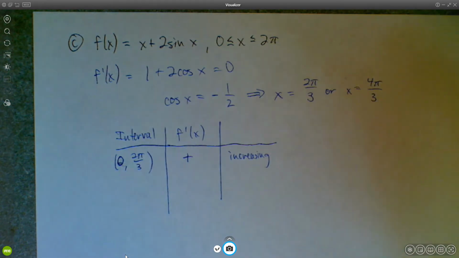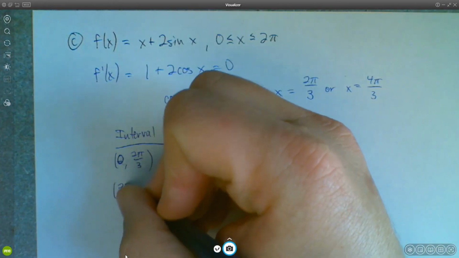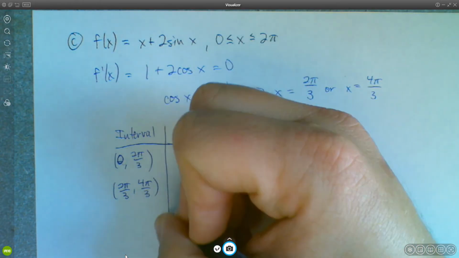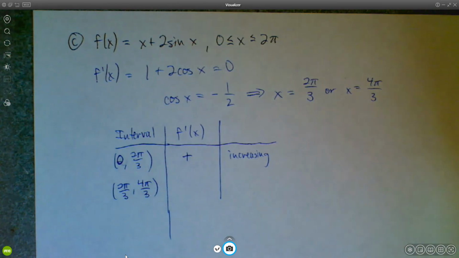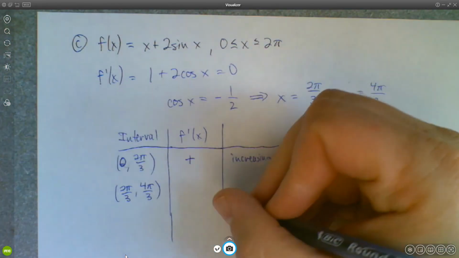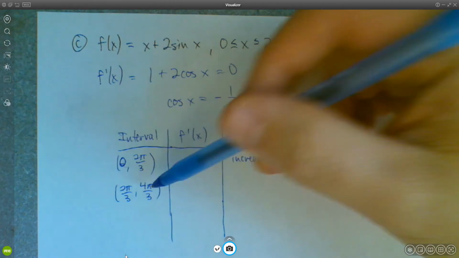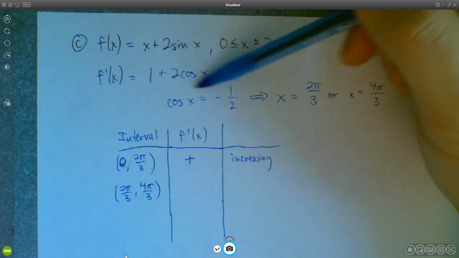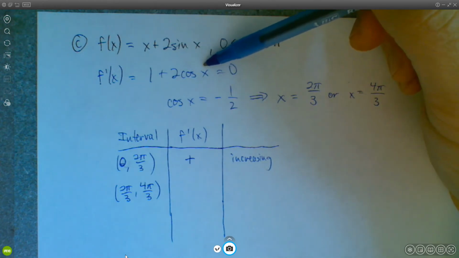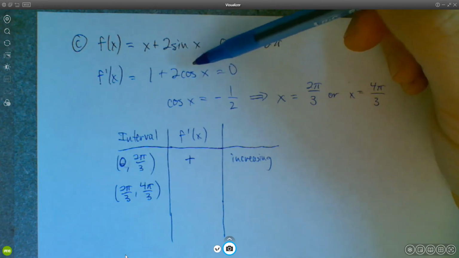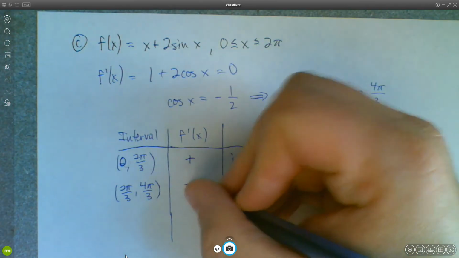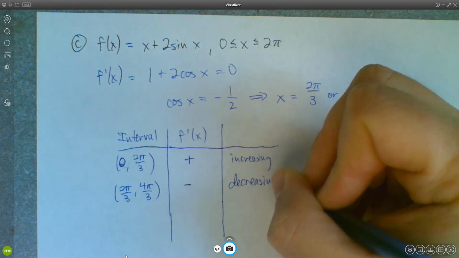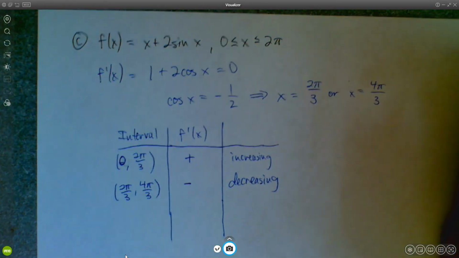Okay. If we plug in something between 2 pi over 3 and 4 pi over 3, that's a little more challenging. Well, maybe just pi. Let's plug in pi, right? Pi is in that interval. If we plug in pi, cosine of pi is negative 1. 2 times negative 1 is negative 2, and negative 2 plus 1 is negative 1, so we're negative here. That means the function is decreasing from 2 pi over 3 to 4 pi over 3.